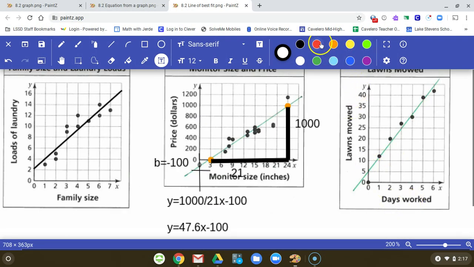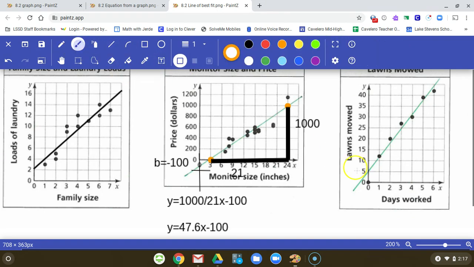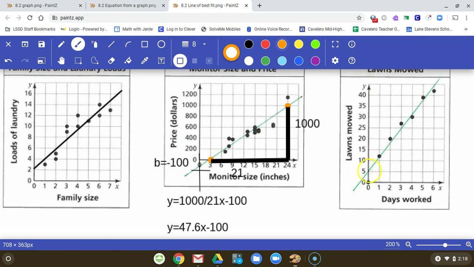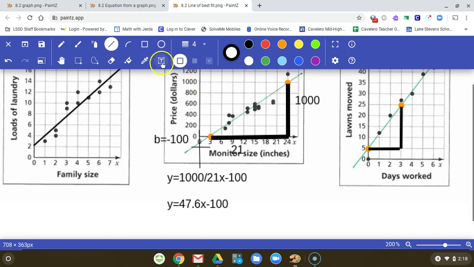Okay, so the points that hopefully you picked for this were right here at 8. Right here at 5. Hopefully you picked this other point here at 3, 25. And I need to make my triangle there. Okay, and you find your rise and run, and here is the answer for this one.